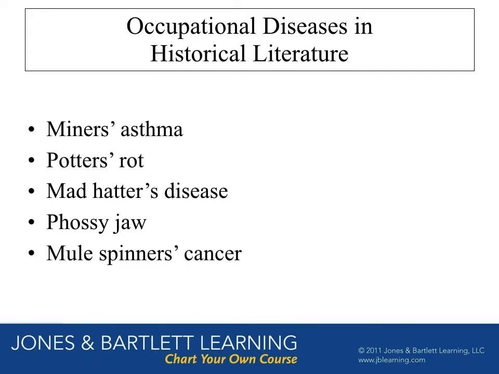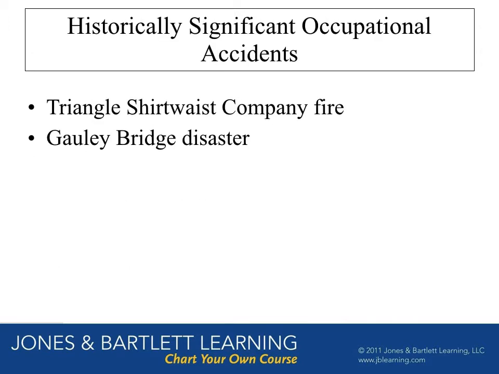Some occupational diseases in historical literature, and these are some things that I want you to look into: miner's asthma, potter's rot, Mad Hatter's disease. You may remember some of these from our fall quarter discussions of environmental health. Fuzzy jaw and mule spinner's cancer. And we also have had several significant historical incidents which have brought the study and the focus on occupational health and safety to the forefront. Unfortunately, most of these tend to be tragedies, such as the Triangle Shirtwaist Fire, the Gauley Bridge disaster, and many others that we still have continuing today.